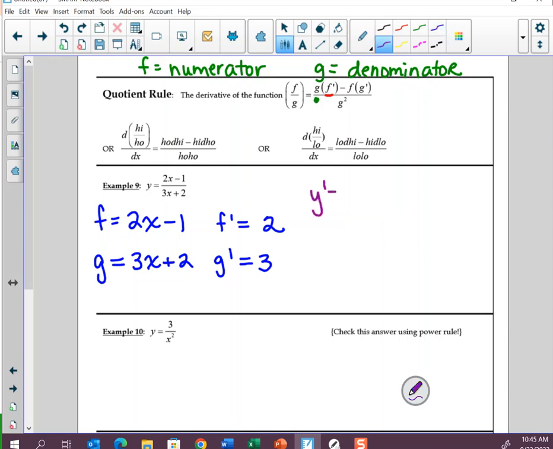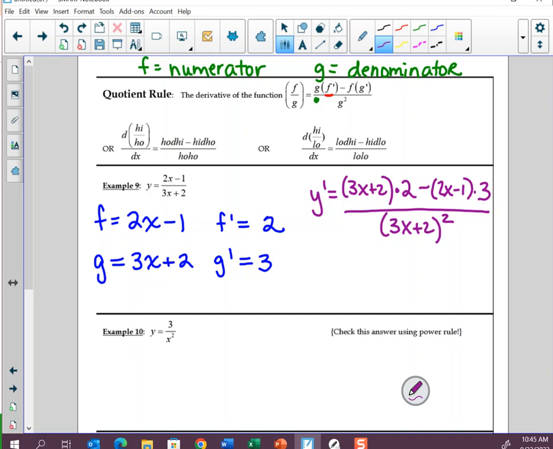And so now I'm going to build my derivative. Denominator, or G, times derivative of numerator. Low. Start down low. That's a good way. If you do the high and low, that's another way to remember. Like, where do I start? I should start down low. Start at the denominator. 3x plus 2 times 2, minus 2x minus 1 times 3, all divided by ho-ho. Low squared. 3x plus 2 quantity squared.